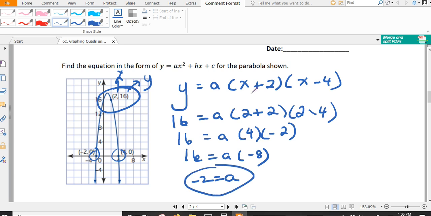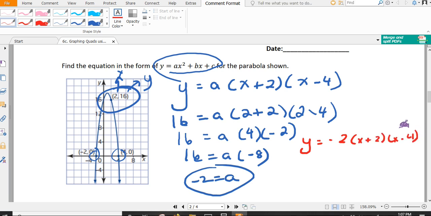Now, notice how I'm asking you to find the equation in standard form. So are we technically done? Not yet. But I can write this out in factored form: negative 2 instead of a, times x plus 2, x minus 4, because I found out what a is now. And all I have to do is expand. So I'm going to expand just this part.